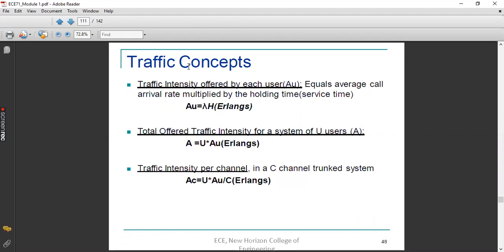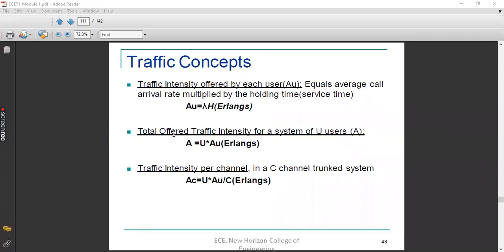So you need to get that number of calls and multiply it with the holding time. Then that is nothing but the traffic intensity offered by each user, on a per user basis. From one user, what is the traffic intensity offered? For that, we multiply the call arrival rate with the holding time. Its unit is also erlangs.